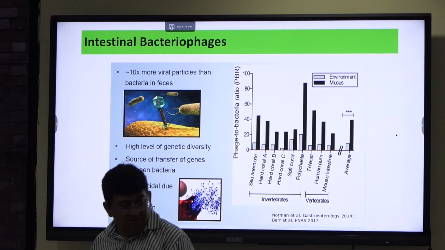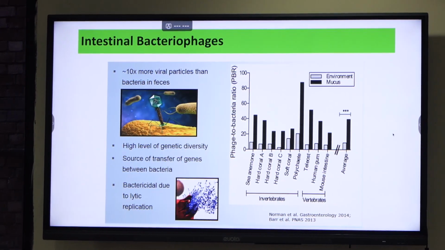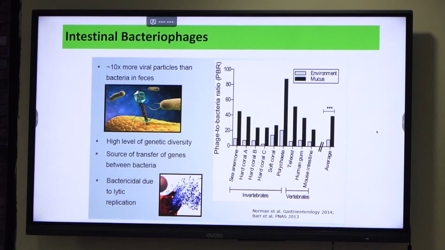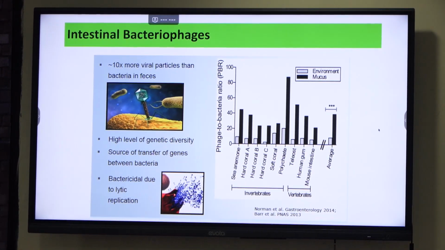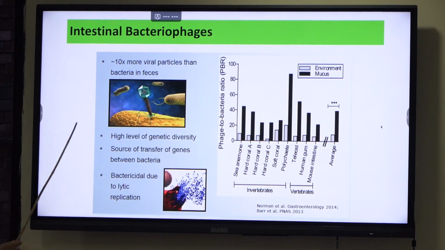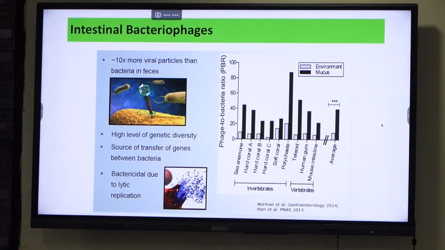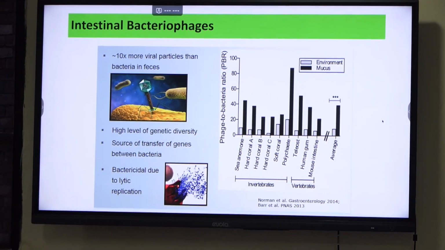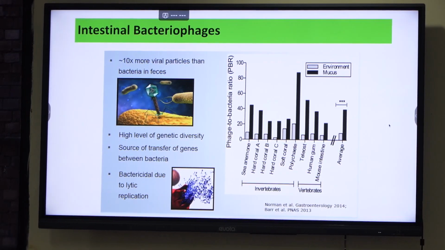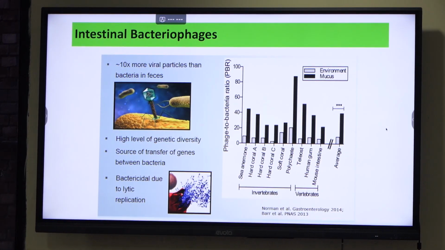You see that intestinal bacteriophages. So I said that in our intestine, a lot of bacteria is there, but there are a lot of bacteriophages there. You see, 10x more viral particles than bacteria in feces, 10 times. If you look at the bacteria in fecal material, you should expect there are 10 times more bacteriophages in the stool than bacteria.